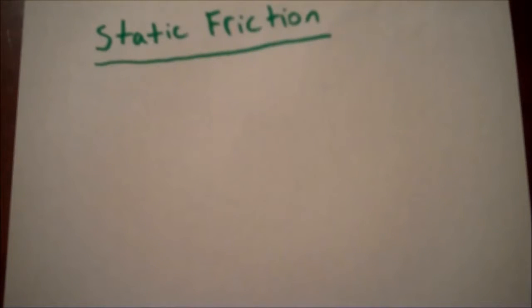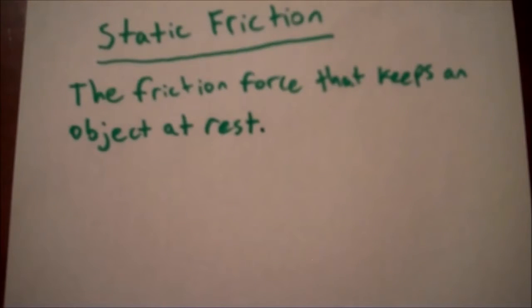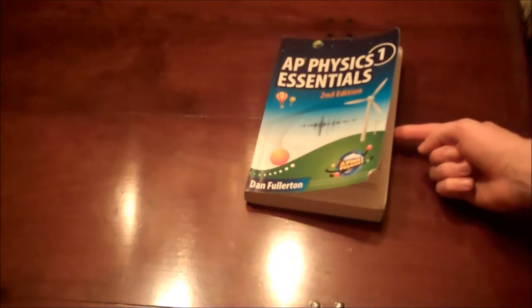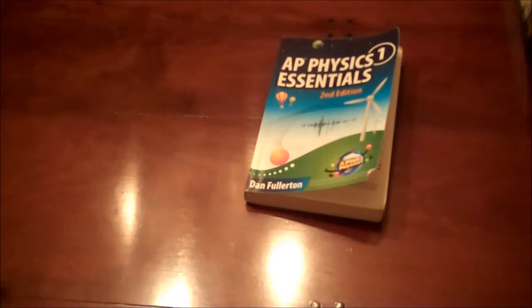Static friction. Static friction is a friction force that keeps an object at rest. For example, if I apply a small force to this AP Physics 1 Essentials book, it will not move. This is because of the static friction between the book and the wood table.